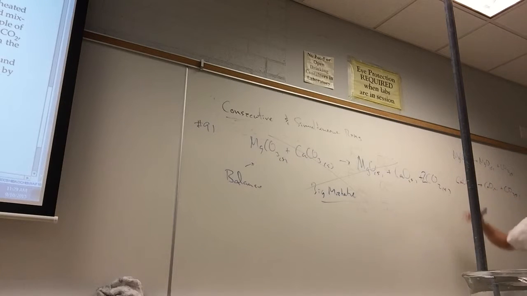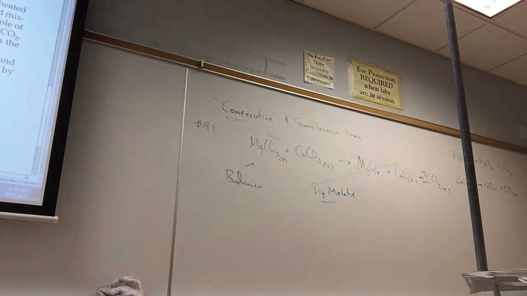The magnesium carbonate will produce more CO2 per gram. It's lighter, so its molar mass is smaller. And so that means 1 gram is more moles of magnesium carbonate than 1 gram is of calcium carbonate.